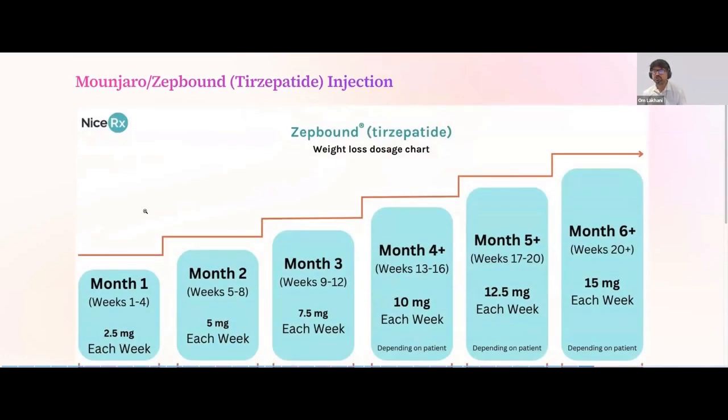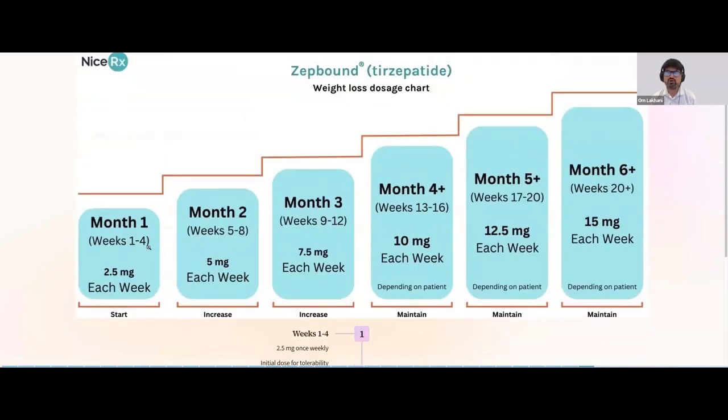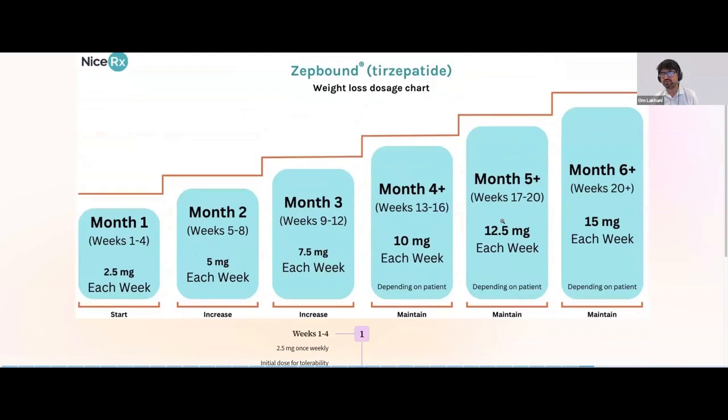The Zepbound, which is Mounjaro, is available in India too. But currently it is available in only 2 dose strengths, 2.5 and 5 milligram. Further doses are not available in India. Apparently, I've been told by the manufacturers that they will be available within a month or two. So we'll have all the doses available in India very soon.